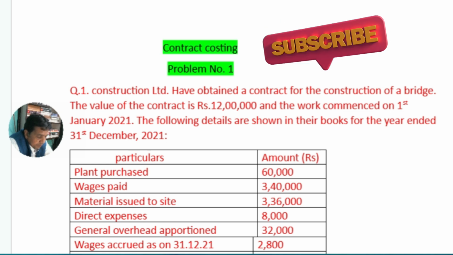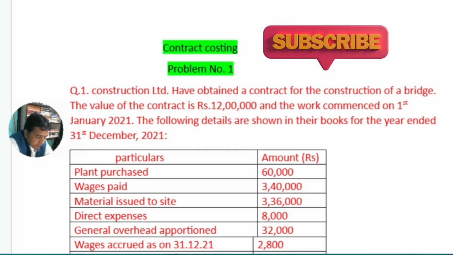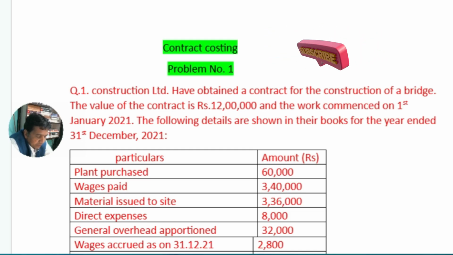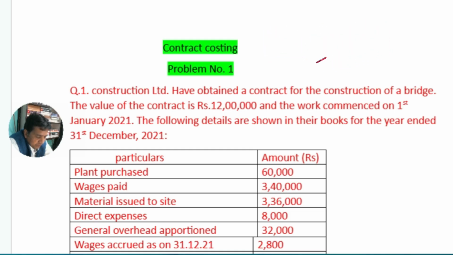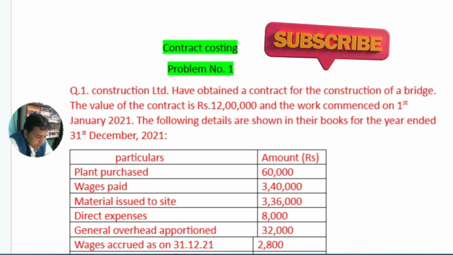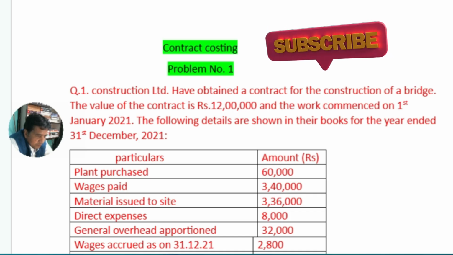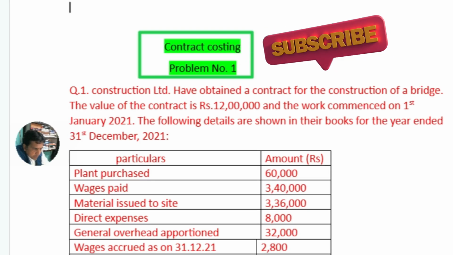Here is the problem. Let us first understand what exactly the information given in the question is. Thereafter I will take you towards the solution. So the question, look at the screen, is as follows. Contract costing problem number 1.